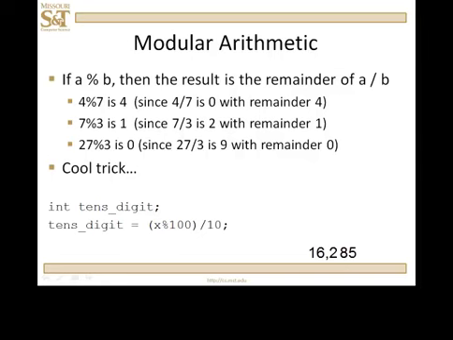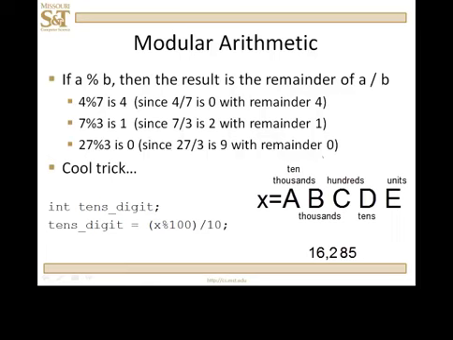Well, I tell you what, let's call X A, B, C, D, E. Those are the digits, okay? So this is the units. This is the tens. This is the hundreds, thousands, and 10,000s. I want to pick off D, the tens digit. How do I know what it is?